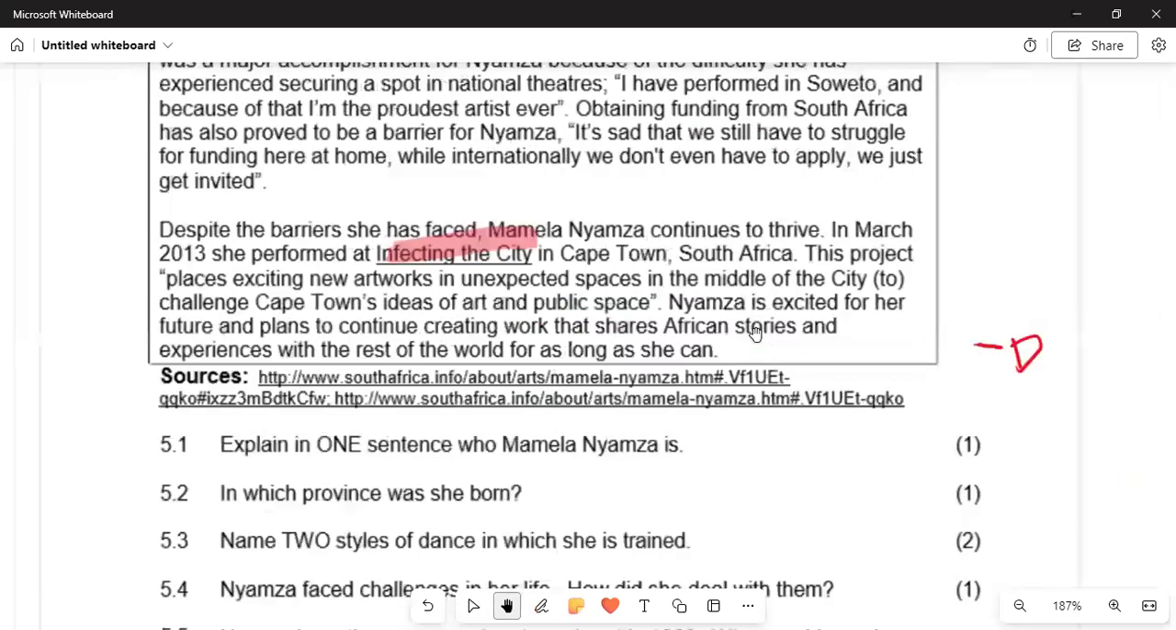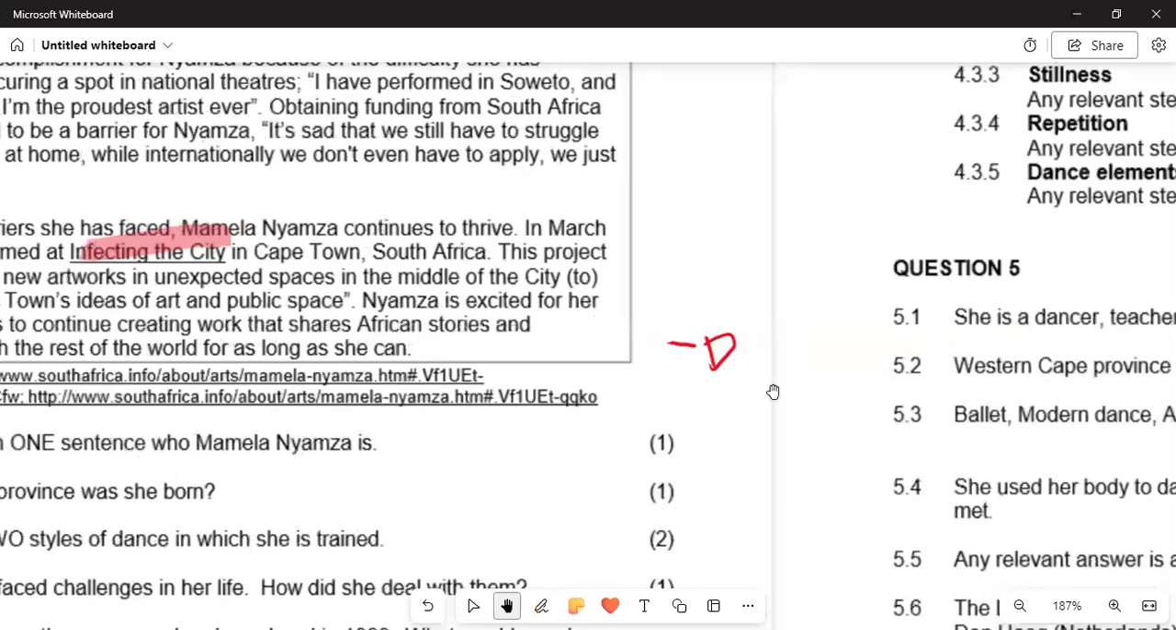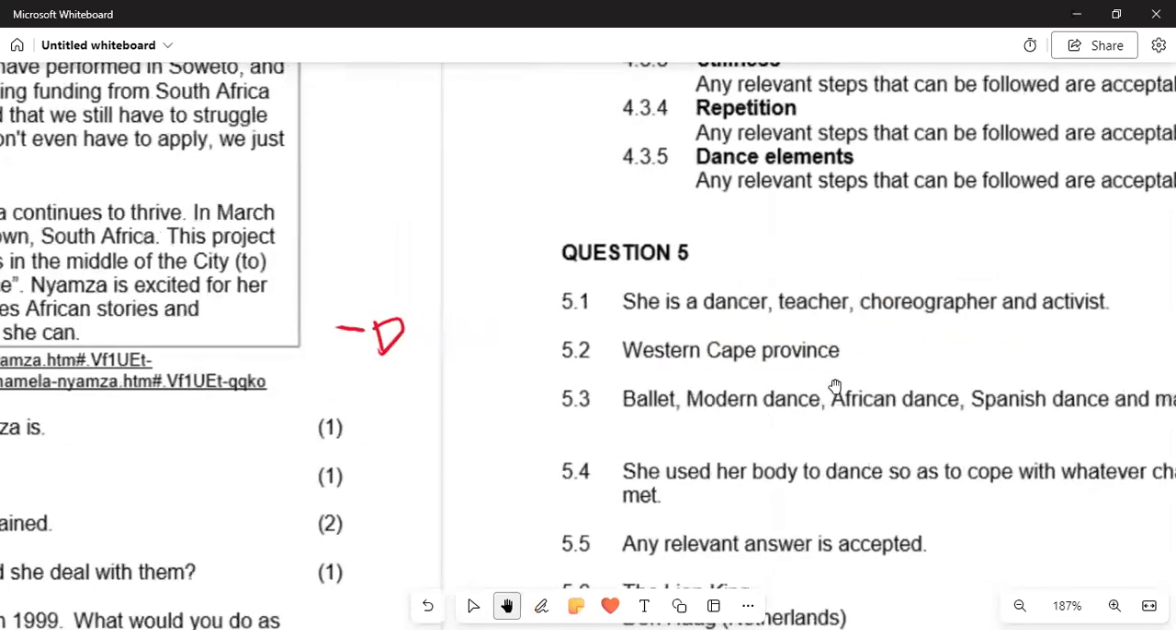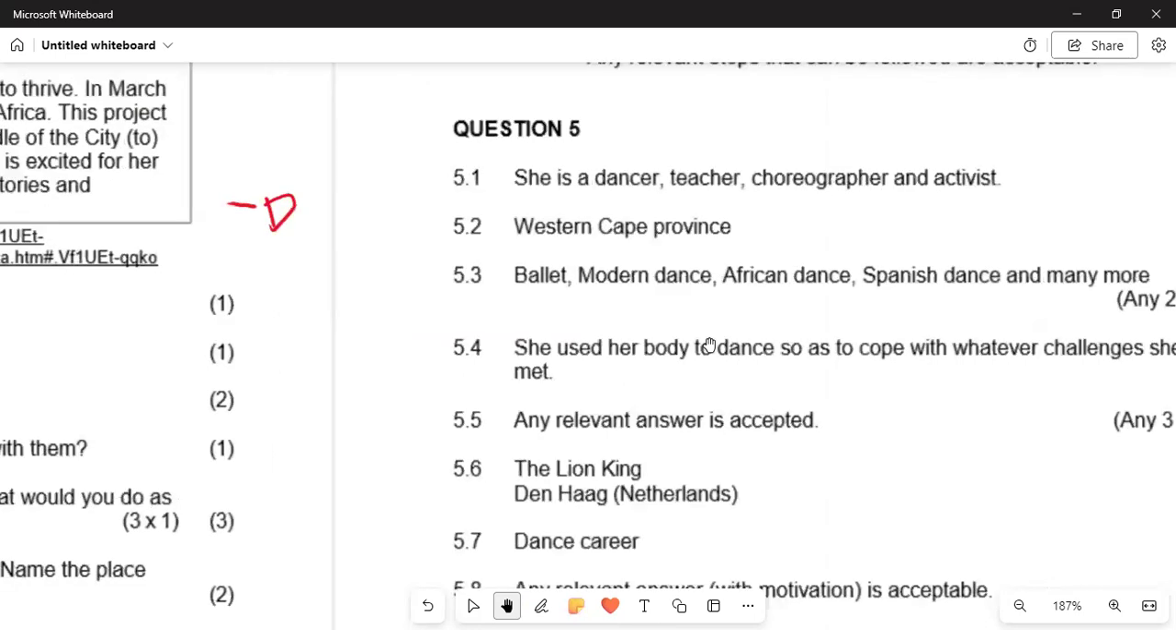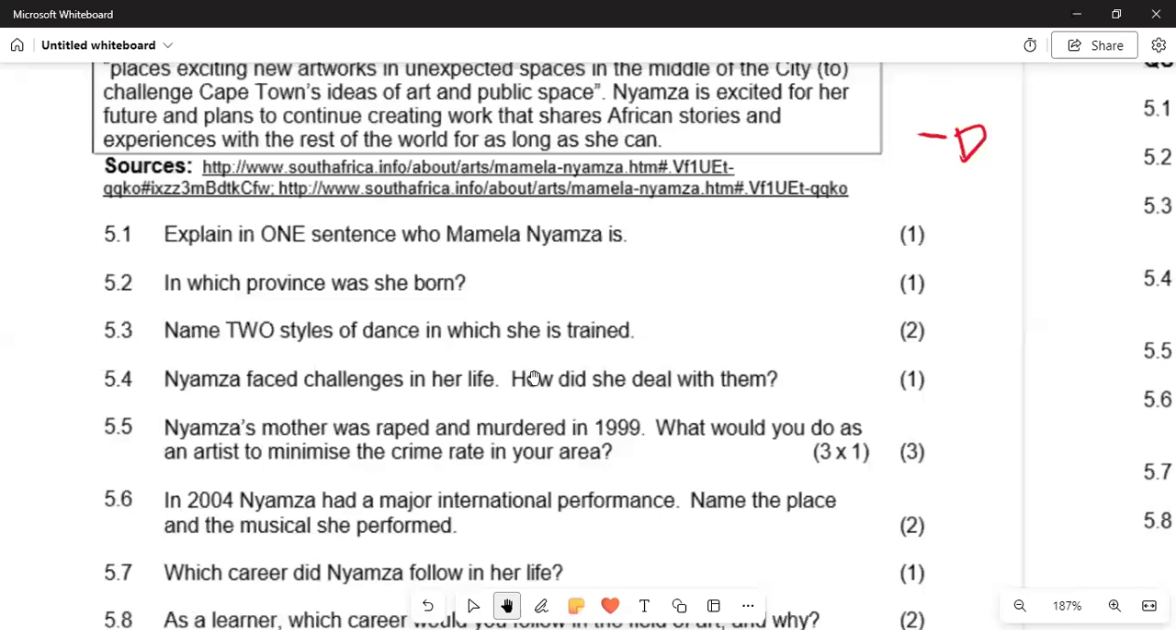Question 5.1, explain in one sentence who Mamela Nyamza is and in which province she was born. So you are going to say she's a dancer, a teacher, a choreographer, and an activist. 5.2, we have read it there. 5.3, name two styles of dance in which she trained. She trained in ballet, modern dance, and African dance. And 5.4, Nyamza faced challenges in her life. How did she deal with them?